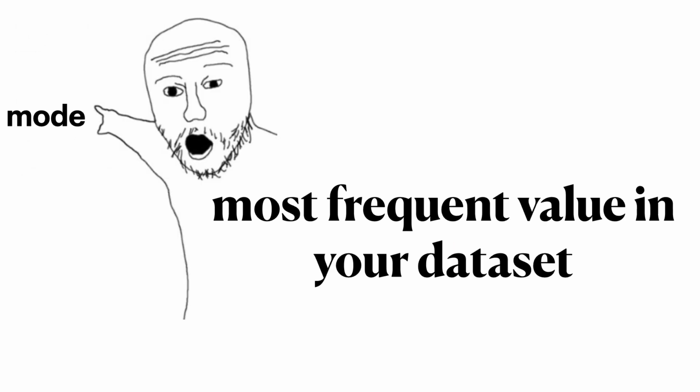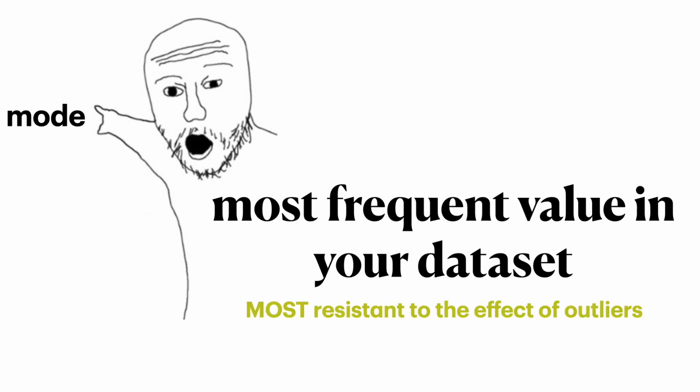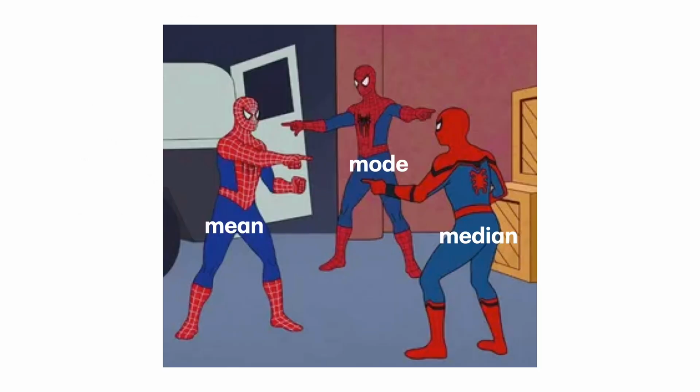And then we have the mode. The mode is the most frequent value in your data set. It's the most often seen value. The mode is the most resistant to the effect of outliers compared to the median and the mean. So these are the three core measures of central tendency that tell you how your data is clustered when doing descriptive statistics.